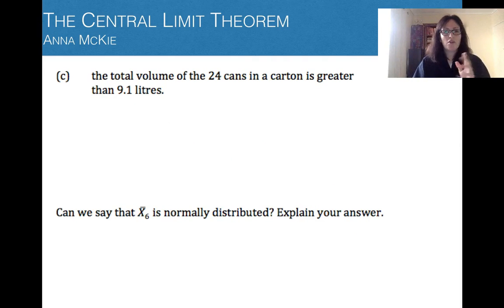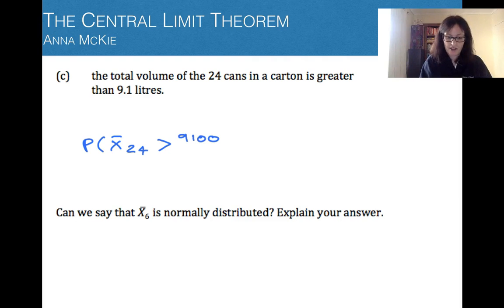Nearly done. What about the total volume of 24 cans in a carton being greater than 9.1 litres? Now, this time around our sample size is 24, but we're talking about 9.1 litres here. There's a couple of ways of doing these types of questions. I like to convert that back into the stuff that we've been talking about. So we've been in millilitres up to now. So what I mean by that is my probability statement is going to be, what's the chance that the average of those 24 cans is greater than, now that many mils, 9,100, but I'm going to divide that by 24.